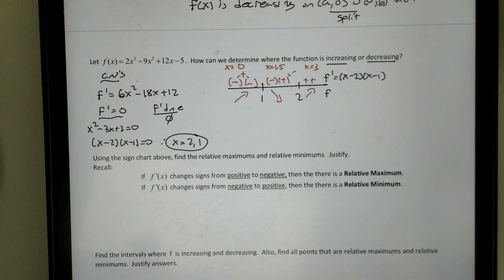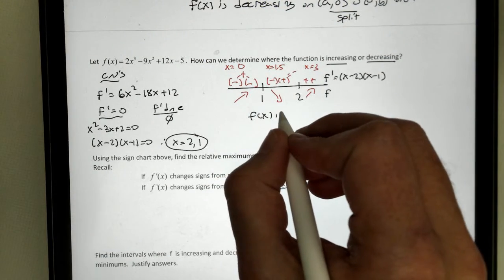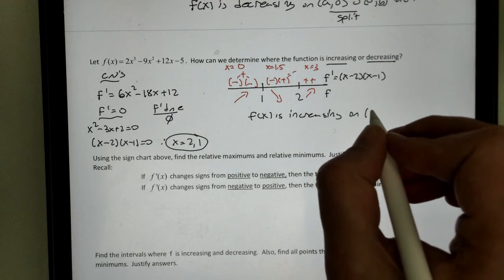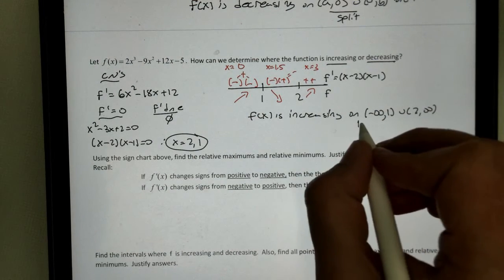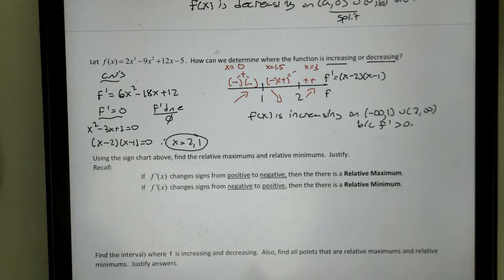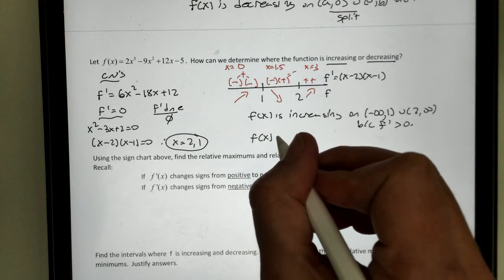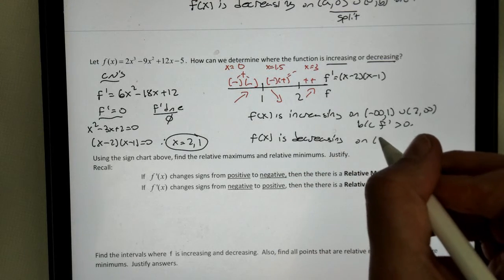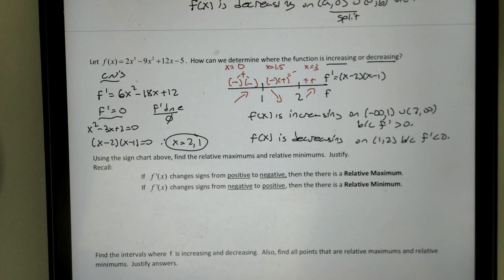So now I can start looking at this and say, I know where the function's increasing and decreasing. And I can say f of x is increasing on the domain negative infinity, because there's no domain restrictions here, to 1, or from 2 to infinity, because the derivative is positive. See, now I don't have the function, but I can still answer the question by looking at the derivative. F of x is decreasing, so the slope is negative, on the domain 1 to 2, and that is because the derivative is less than 0.